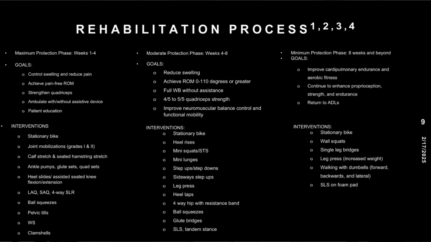So we'll still stick with some of the interventions that we have from the maximum protection phase, like the stationary bike, but we'll move on to more interventions that will help with strength. So we can do some mini squats, step ups and step downs, leg press, the 4-way hip with resistance bands, glute bridges, ball squeezes, just making sure that we're strengthening all muscles of the lower kinetic chain to make sure that the knee can function properly.